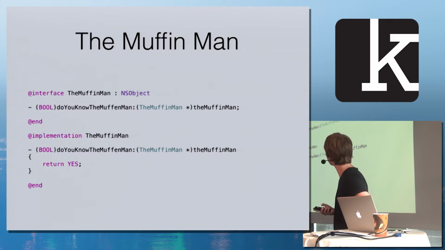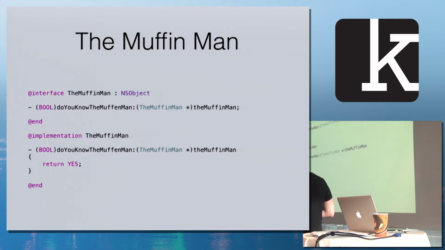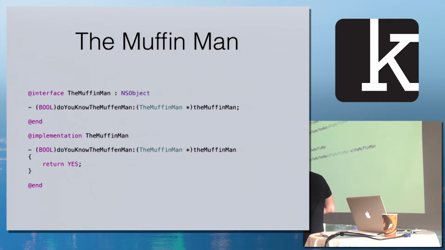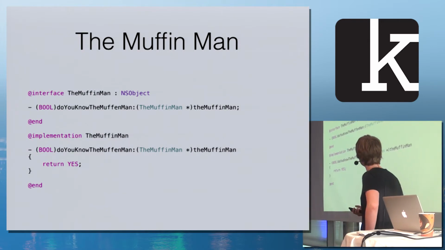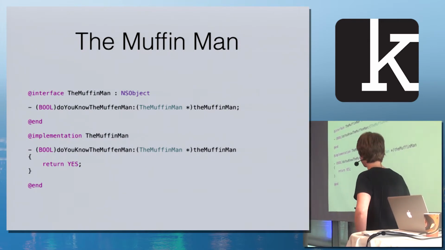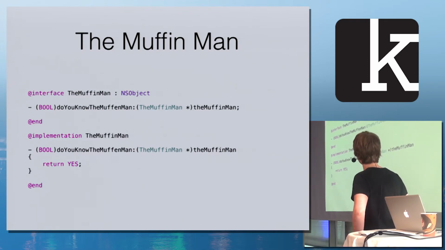And this is a joke I saw some time ago. Because Objective-C is verbose and typed, when you write a method, very often you write the same thing three times. So, do you know the Muffin Man, the Muffin Man, the Muffin Man?